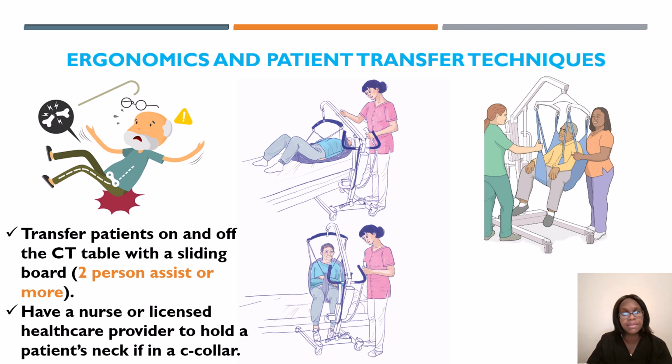Now we have your ergonomics and patient transfer techniques. I hope you all know that whenever you are transferring a patient with a lift, like a Hoyer lift, or a sliding board, you're supposed to be using at least two people. The more, the better, but you should have at least two people helping you. Make sure that you are paying close attention to patients who have on those fall wristbands and fall wrist socks, which are yellow in most facilities. Have a nurse or a licensed healthcare provider hold a patient's neck if the patient is in a C-collar.